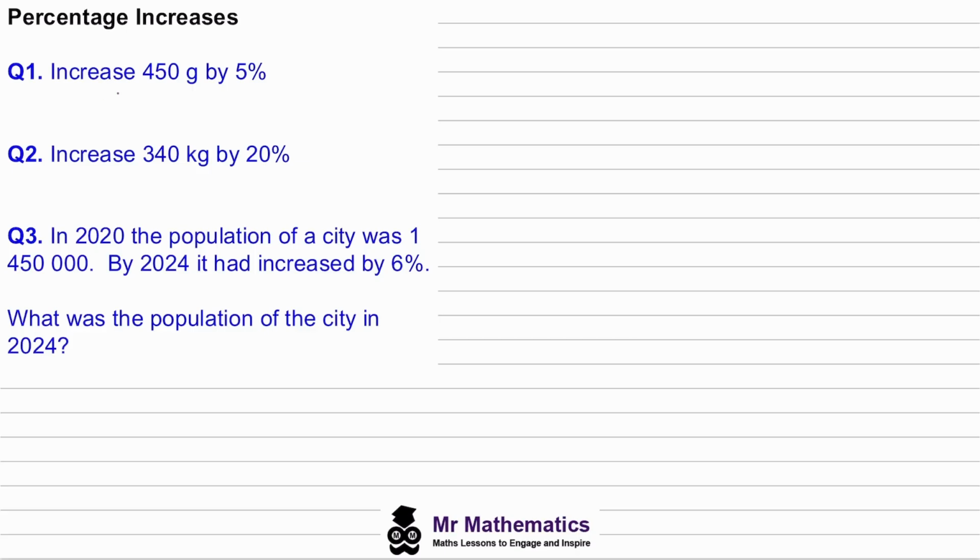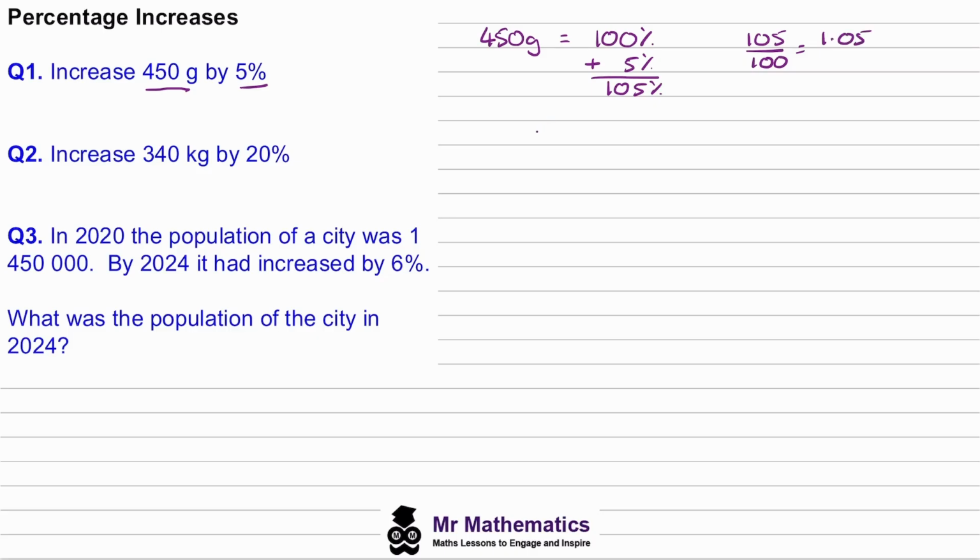So for question 1, we're asked to increase 450 grams by 5%. And we need to understand that this 450 grams is the original amount, which is 100%. And if we're increasing by 5%, then we're adding the 5% onto the original 100. So this gives us a percentage of 105%. And we can convert this to a decimal. We can have 105, and percentage means divide by 100. So we'll divide this by 100, and we get 1.05.